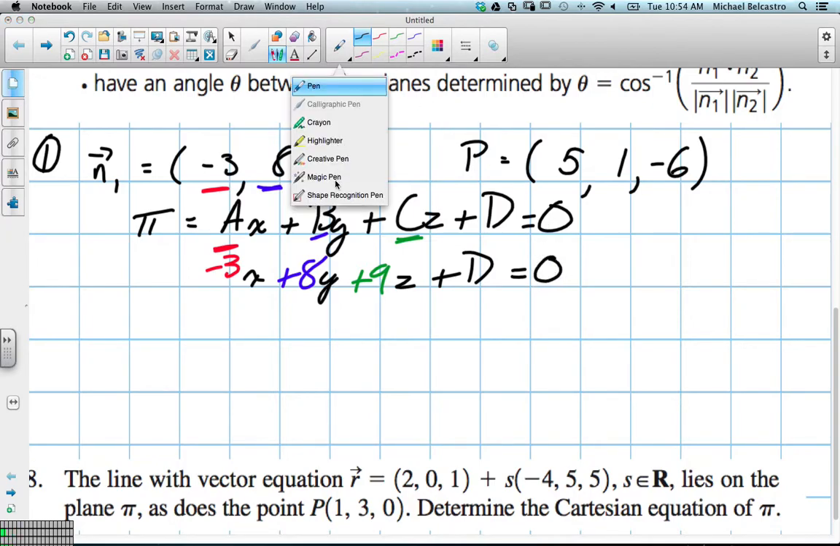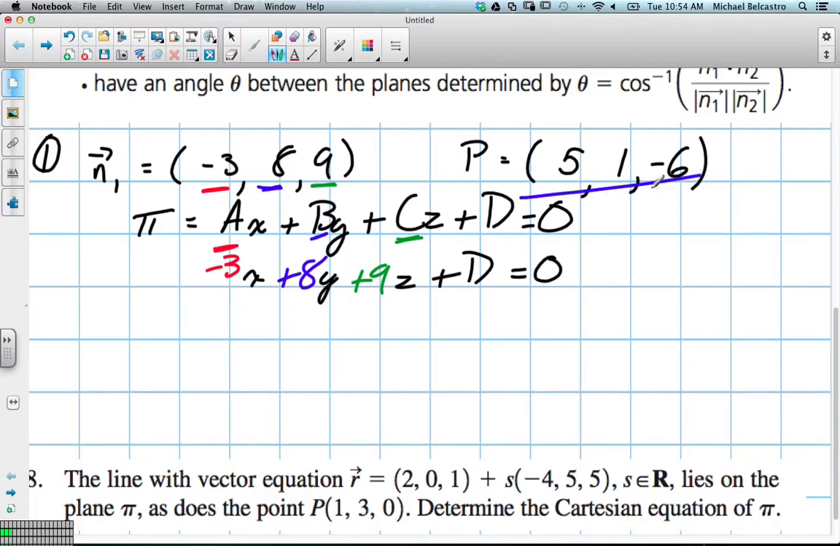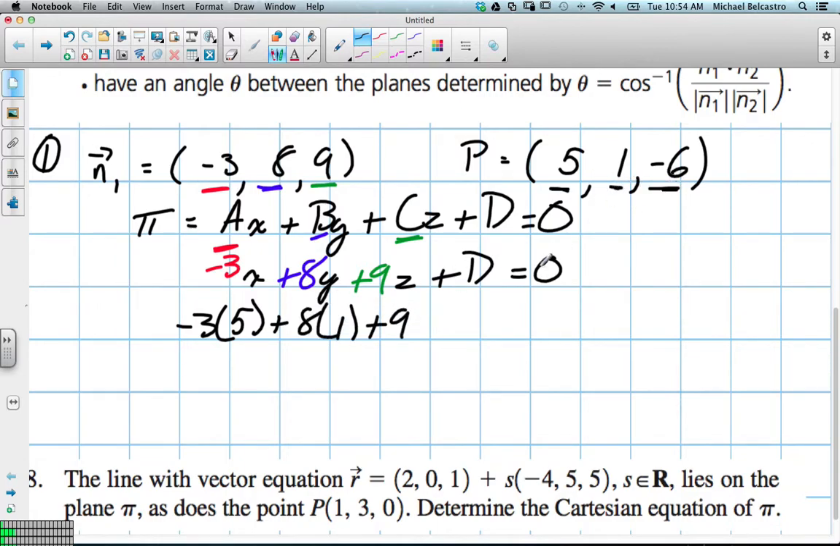Luckily, we know a point on this plane. This point here represents an x, a y, and a z value, which means we can plug them in for the x, y, and z in this equation, which leaves us with only one variable, which we can then isolate for. So we're going to go about it that way to start. We'll have -3 multiplied by 5 plus 8 multiplied by 1 plus 9 multiplied by -6 plus d is equal to 0. We can now isolate for d.